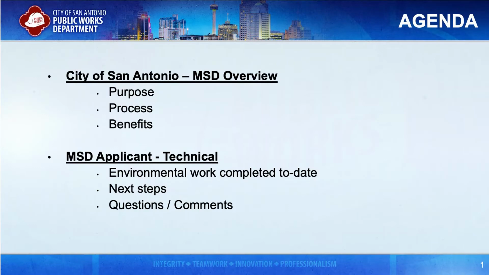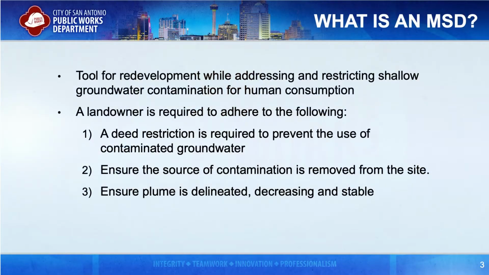I'm being accompanied by Mr. Kenneth Tram. He'll be discussing the MSD that he's trying to obtain. I'll be covering the MSD process, and Mr. Tram will be covering site-specific information about his MSD site. And let me explain what an MSD is. An MSD is basically a tool that allows a landowner to redevelop their land while restricting groundwater use.